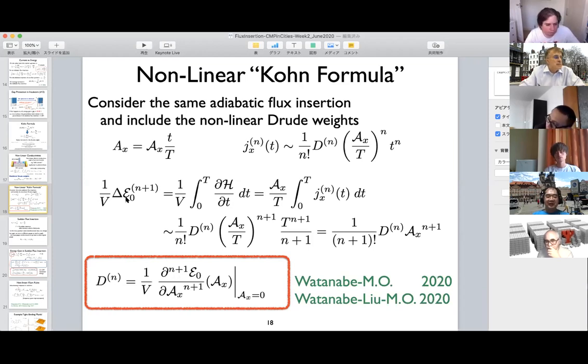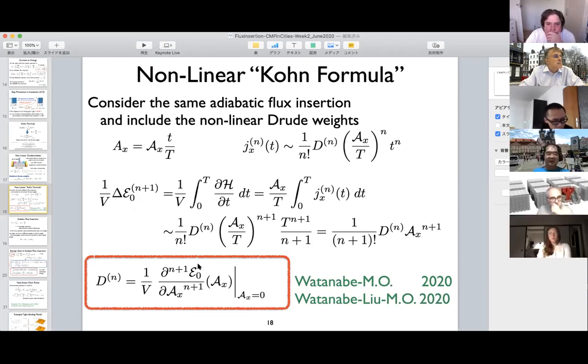So then if you equate the energy dependence, the flux or vector potential dependence of the energy eigenvalue, then you can relate the higher order nonlinear Drude weight to the higher order derivative of the energy as a function of flux or vector potential. So if you set n equals 1, this is the very well-known Kohn formula for the Drude weight. But a similar very compact formula can be obtained for the nonlinear generalization of the Drude weight. Okay.